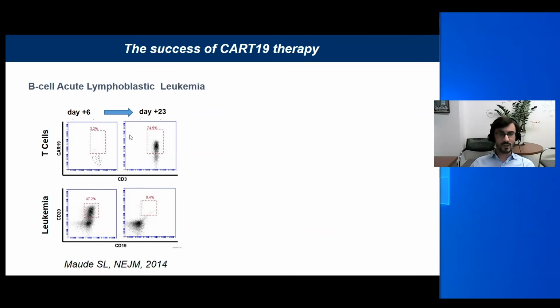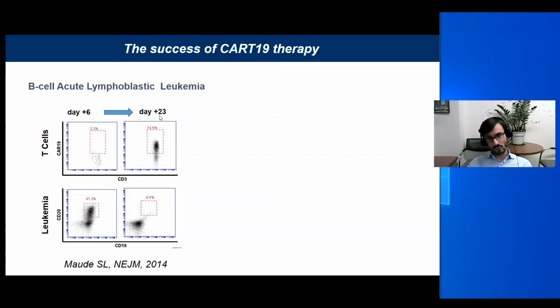In this first case to the left, you can see a patient with acute lymphoblastic leukemia who was treated at the Children's Hospital of Philadelphia by Dr. Maude and Dr. Grupp. And as you can see here, we analyzed the presence of T cells and leukemic cells in the bone marrow soon after infusion of CAR-T cells. You see that early on, there is quite a bit of leukemia, about 50% of the cells in the bone marrow, and no CAR-T cells.